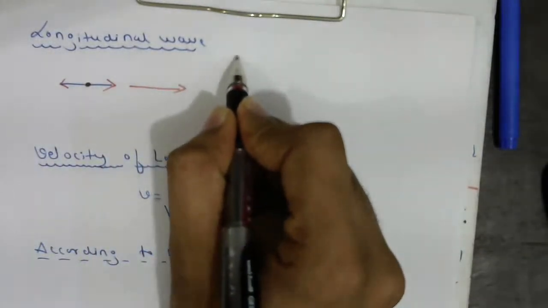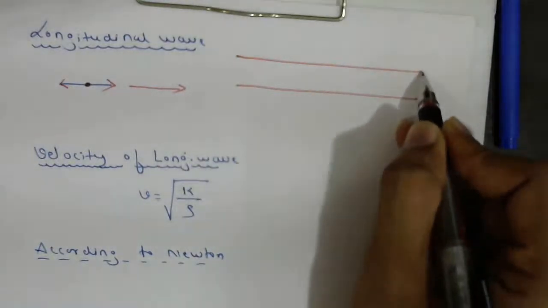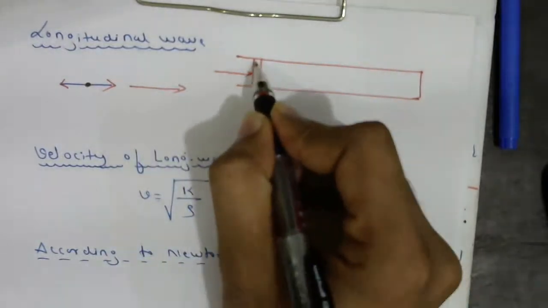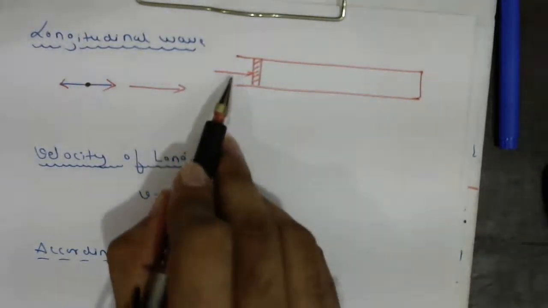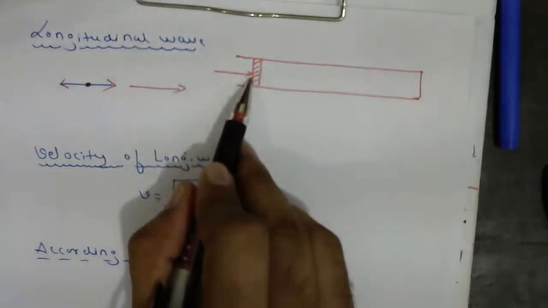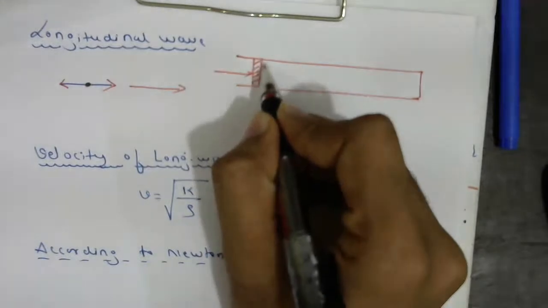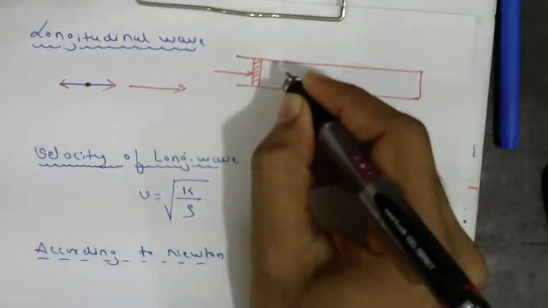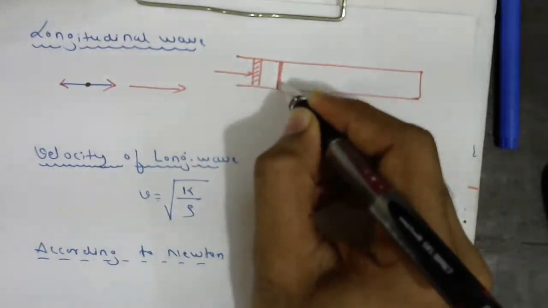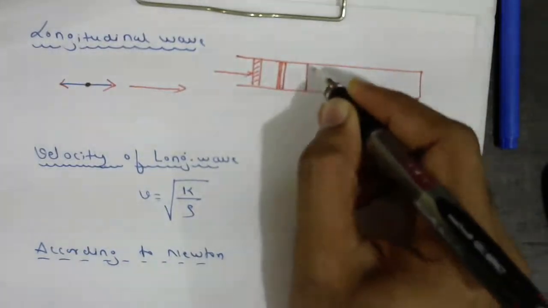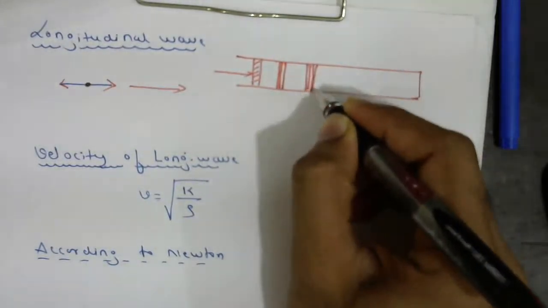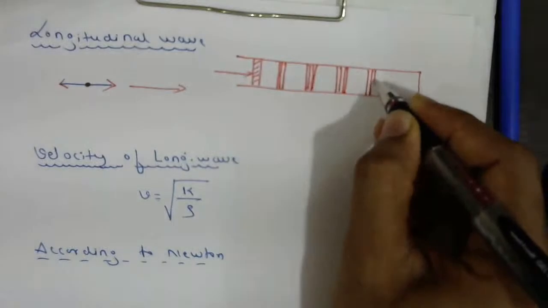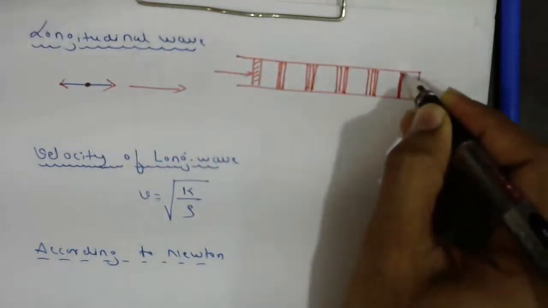For example, let's take one cylinder. In the cylinder, I'll fill some gas. This one is a frictionless piston. When you apply some force here, what happens? Whatever layers are in contact with this piston, those layers will get compressed. Again, this is called compression. Here also, transfer of energy will take place. You know the basics of how that transfer of energy takes place.